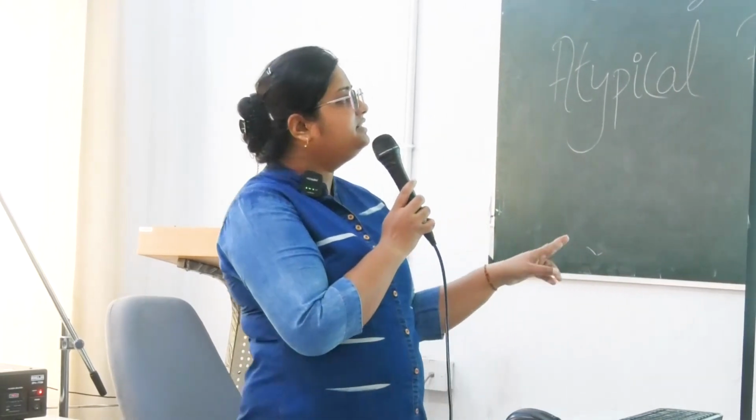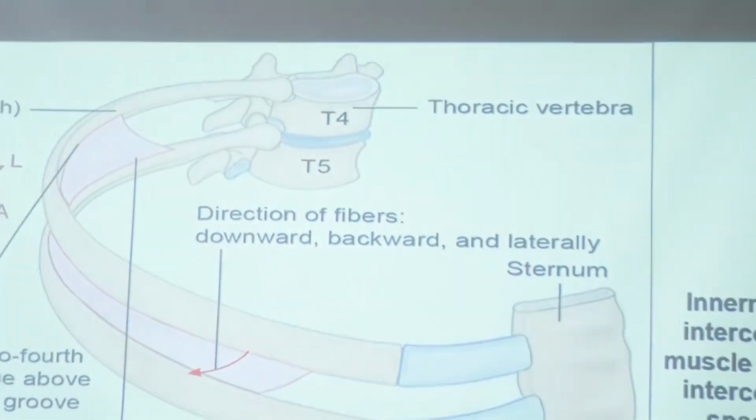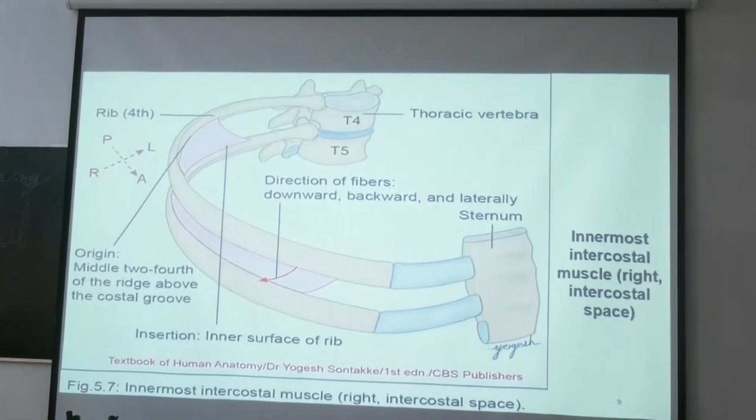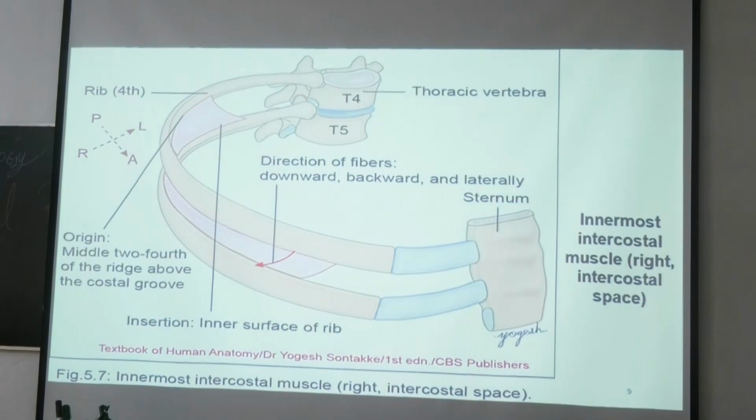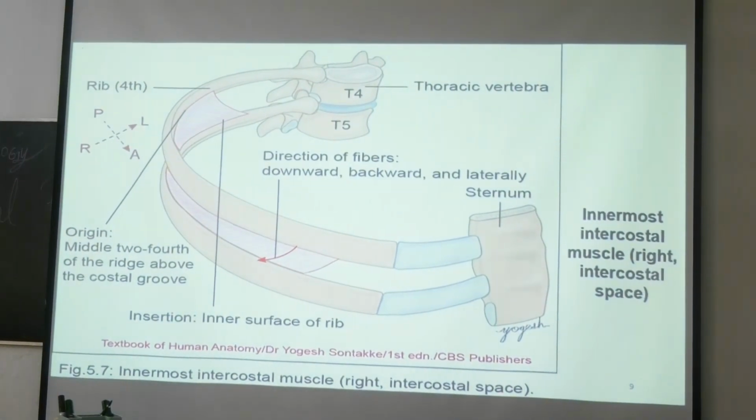Now, innermost intercostal or intercostalis intimus. It is present only in the middle 2/4 of the intercostal space. Previous to external and internal intercostal, they were lying in the whole of the intercostal space, but intercostalis intimus is lying only in the middle 2/4 of the intercostal space, and fiber direction is same as internal intercostal, that is downward, backward and laterally.